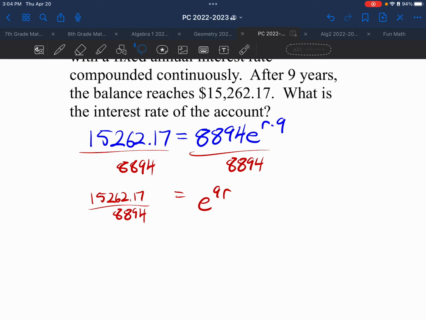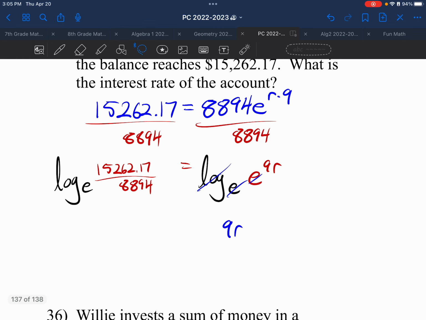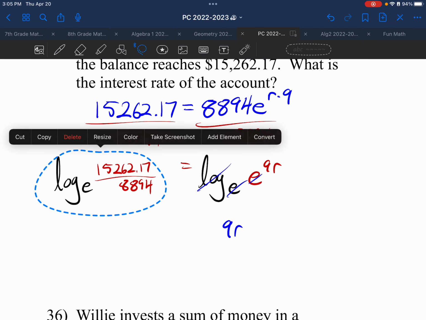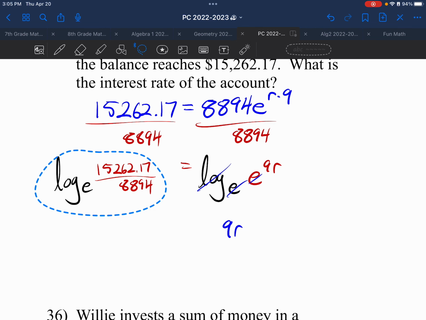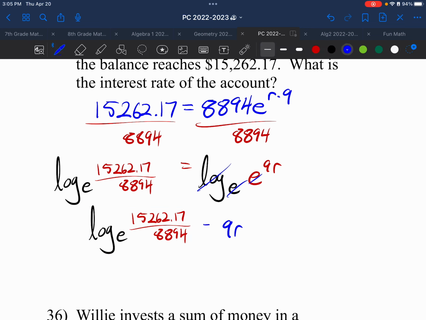I'm getting really lazy here, so I'm going to just do the logarithm right now. I'm going to say logarithm on this side, logarithm on this side, and what base do we choose? Whatever that base is. So we're going to say log base e, and things are going to cancel, leaving me with 9r is equal to all of that. My final step is to divide that whole thing by 9, and r is going to be equal to whatever that is on the calculator.